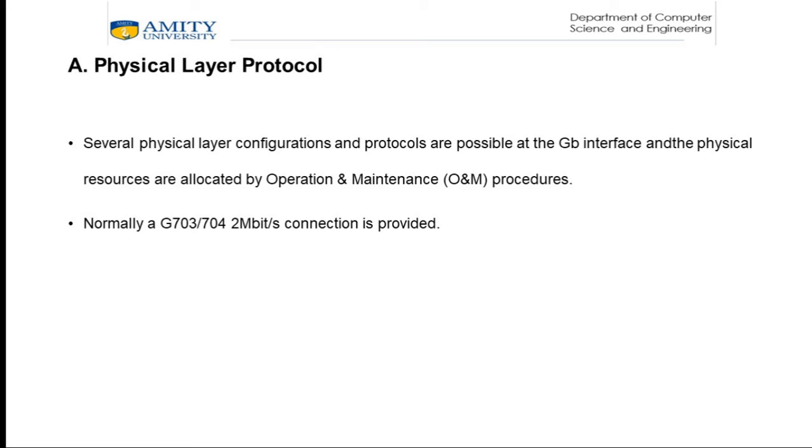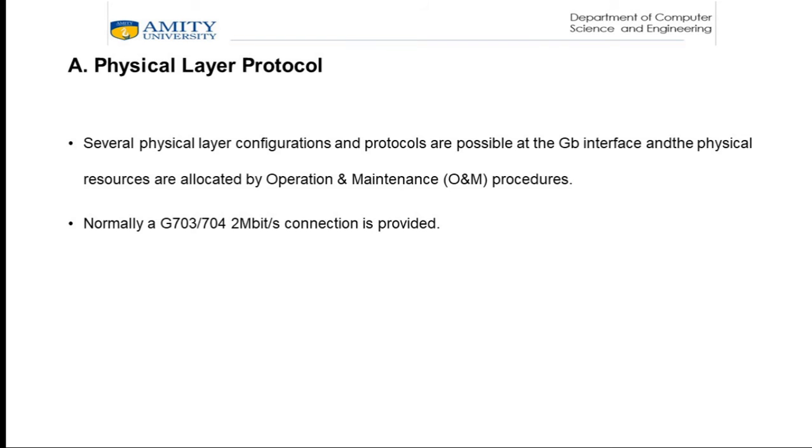Several physical layer configurations and protocols are possible at the Gb interface, and the physical resources are allocated by operations and maintenance procedures. Normally, a G.703 or G.704 2 megabits per second connection is provided.